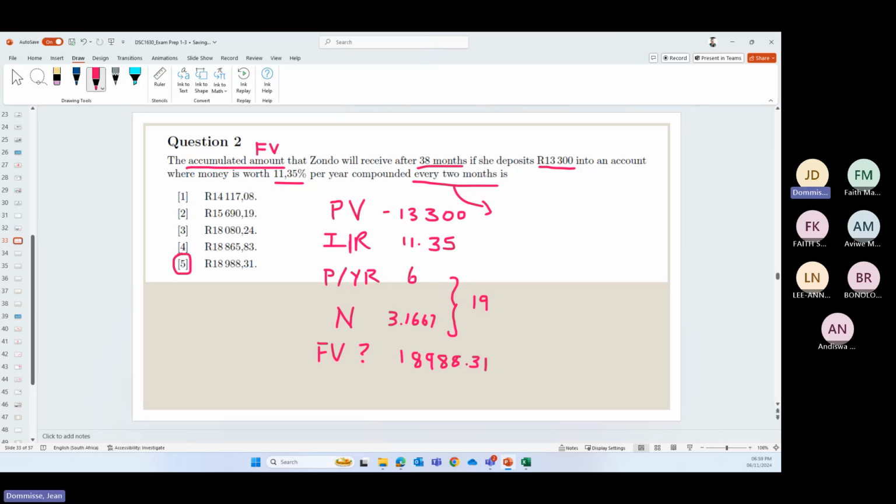Let's just, for interest, see if we said twice a year, if it would have had any of those options. I probably not, but let's just see. Oh my word. Okay. So if we actually did it 2 times a year instead of 6, that would have been our answer, 18865.83. Shucks.